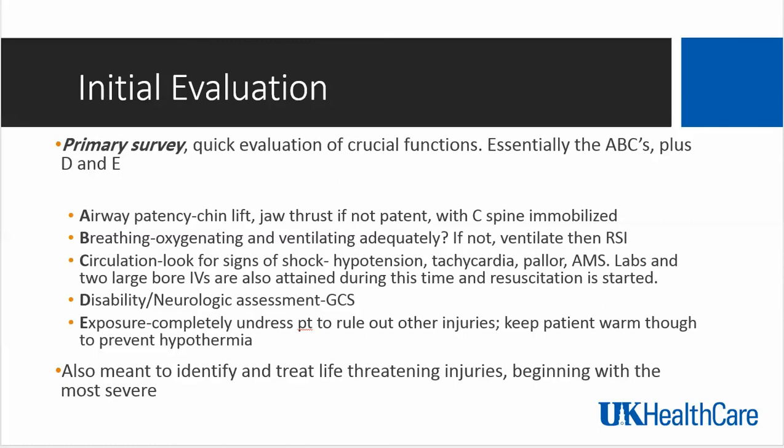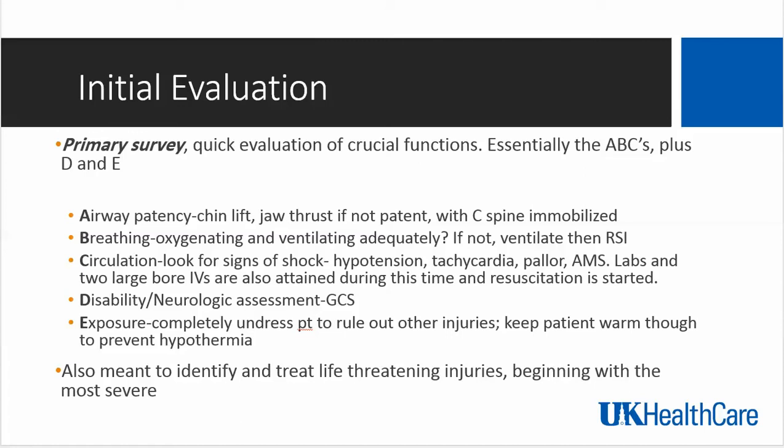So what goes on in this initial evaluation? The first thing we do is the primary survey. It's a real quick evaluation of the crucial functions, essentially the ABCs plus D and E. So A is for airway patency. If the patient's obstructed, do chin lift, jaw thrusts, obviously with C-spine immobilization during this maneuver. B is for breathing. Is the patient oxygenating and ventilating adequately? If not, you may have to proceed quickly to a rapid sequence induction.